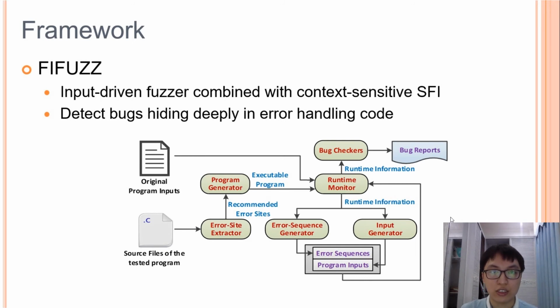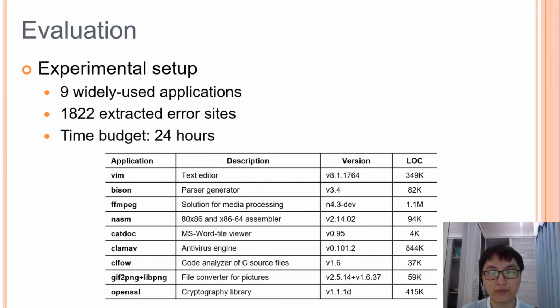Based on this fuzzing strategy, we design a new input-driven fuzzing framework, FreeFuzz, based on context-sensitive software fault injection. FreeFuzz can detect the bugs hiding deeply in the error handling code. In the evaluation, we choose 9 widely used C applications, such as Vim, ClamAV, OpenSSL. In these applications, we extract 1822 error sites for context-sensitive software fault injection. For each tested application, our time budget is 24 hours.